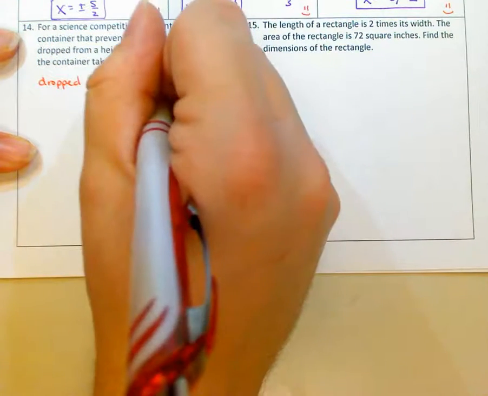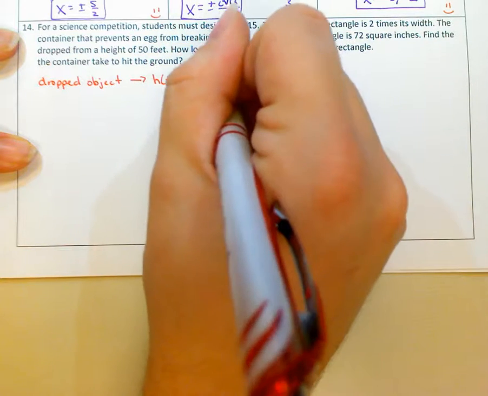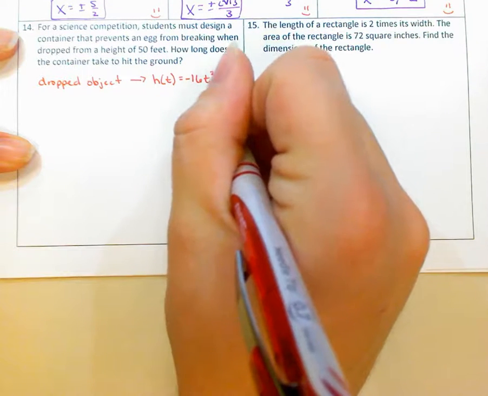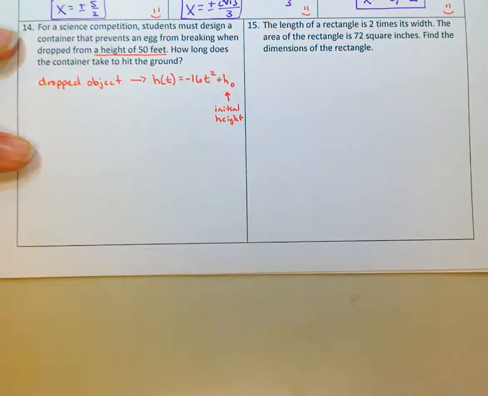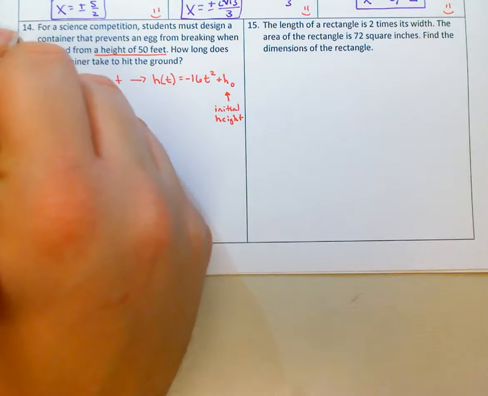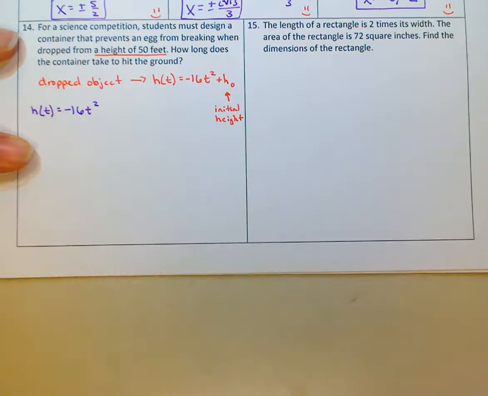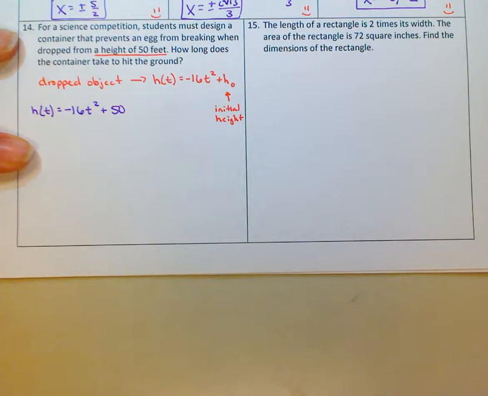So the equation is h of t equals negative 16t squared plus h sub 0. So that h sub 0 is a subscript, okay? And this h sub 0 is the initial height. It's where it's starting, okay? So in this case, the initial height is 50 feet, okay? So when we fill this in, we would say, okay, h of t equals negative 16t squared. That negative 16, it has to do with gravity, okay? And that's for here on Earth when it's in feet. And then we'd say plus 50, because 50 is the initial height.